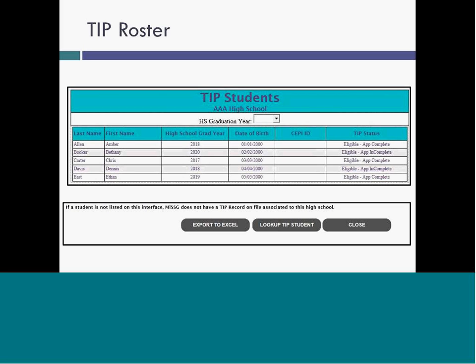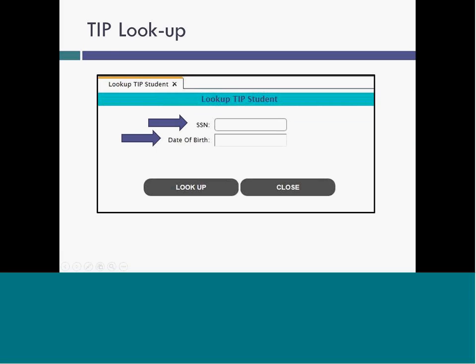Counselors may find that students they suspect are TIP eligible are not displaying on their list. This could be a result of many different reasons, but mostly because the student isn't assigned to their high school. So we have added a feature where a counselor can look up a TIP student by selecting this tab right down here, Look Up TIP Student. Once they do that, they can enter in the full Social Security number and the date of birth and look up that particular student, determine the eligibility of their TIP.